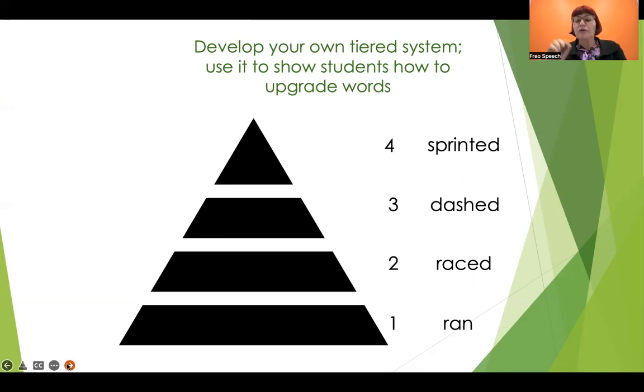But there's no rhyme nor reason. I mean, yes, there is a reason, because they're getting less commonly used words as the tiers increase. But it's just useful to say, can you move that up another tier? Can you go up another step in that triangle to see if you can get a better quality verb?